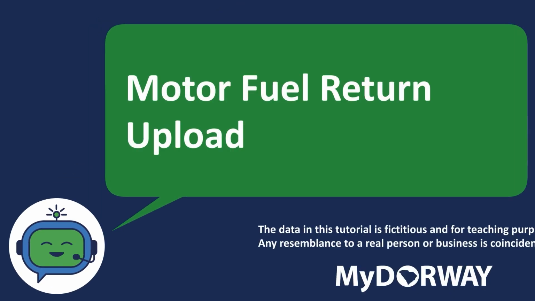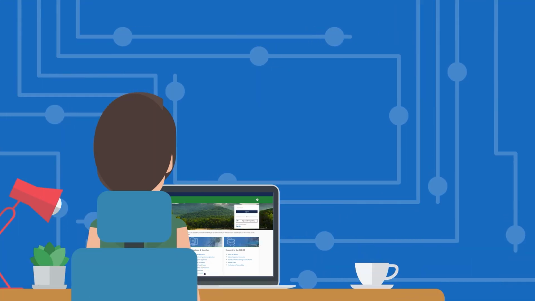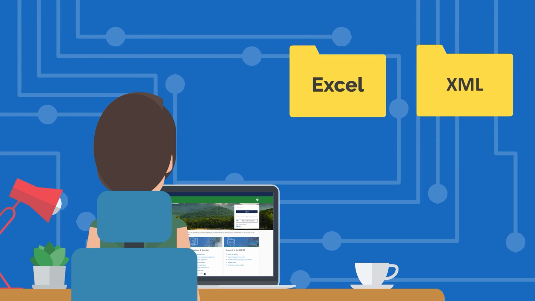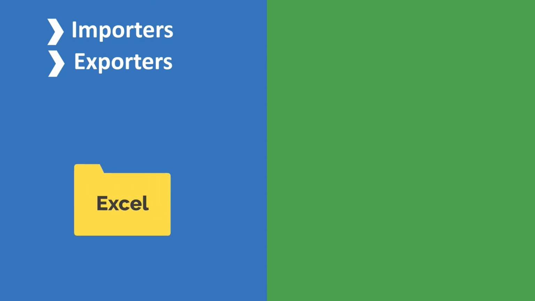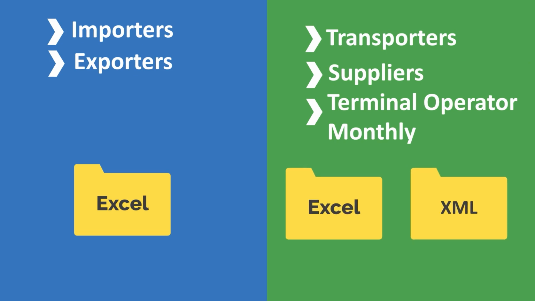Electronically filing motor fuel tax returns is easy and convenient through MyDORWAY. For motor fuel tax accounts, you have the option to attach an XML or Excel file as well as valid return schedules depending on your account type. Importers and exporters must use a provided Excel template to file. Transporter, supplier, and terminal operator monthly tax accounts may upload either XML or Excel files.